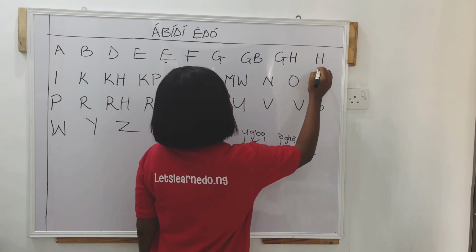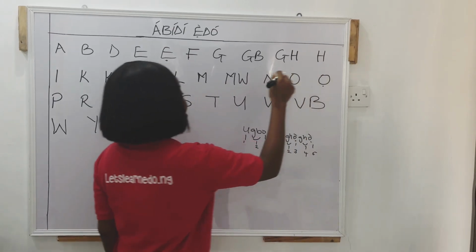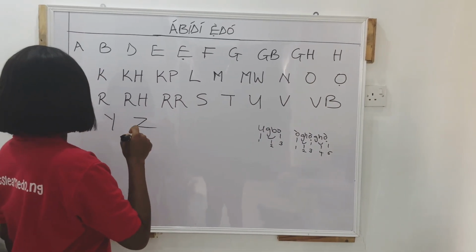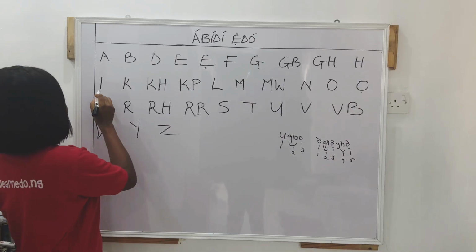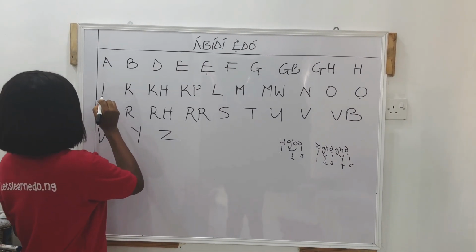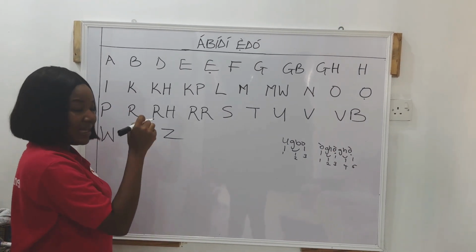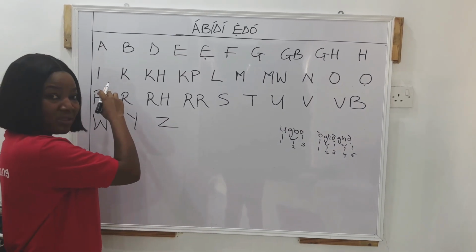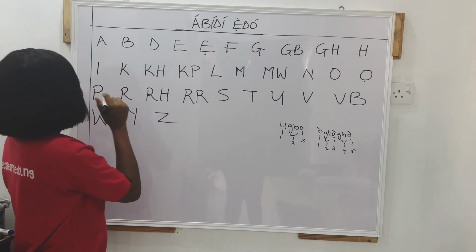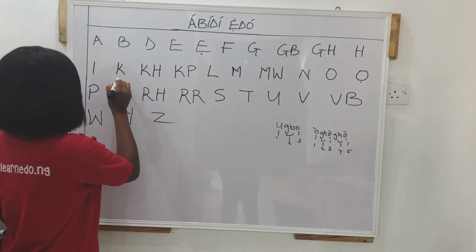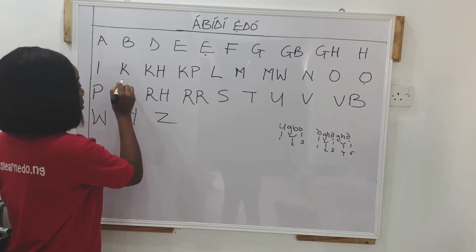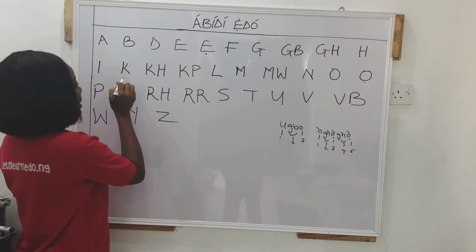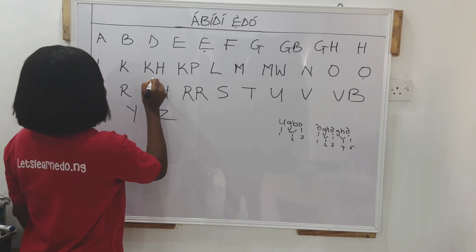The next is he, just the same way it's pronounced in English. Now, the next letter we have is I. In English we say I, it's I or I, all right? But in Edo, it's just one pronunciation. Now, the next letter is Ka. What we call K. Ka.